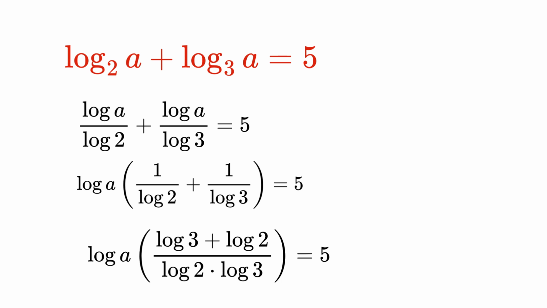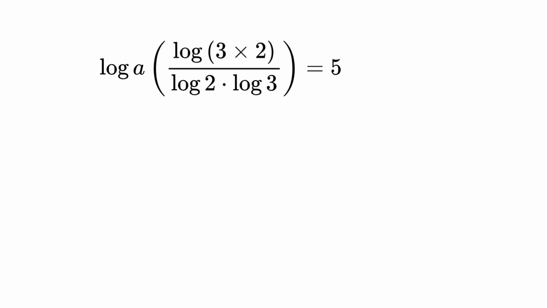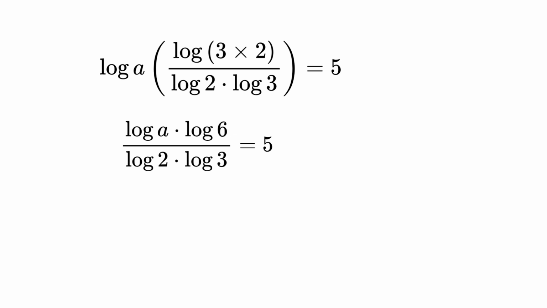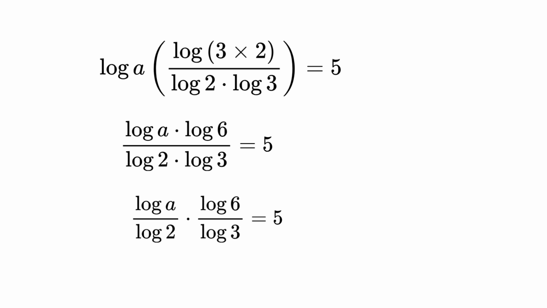We know that log a into b is equal to log a plus log b. So in the numerator log 3 plus log 2 is there, so we can write it as log 3 into 2. Log 3 into 2 is 6, so we can write it as log a into log 6 by log 2 into log 3 is equal to 5. Now we can split this division and write it as log a by log 2 into log 6 by log 3 is equal to 5.